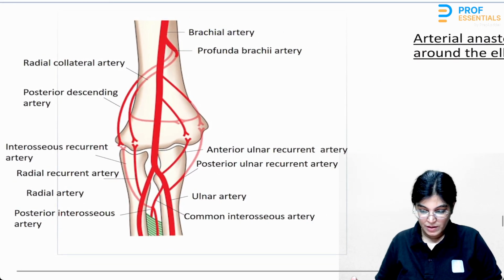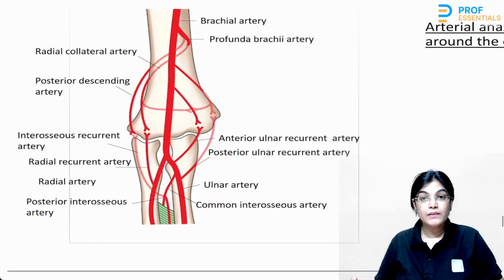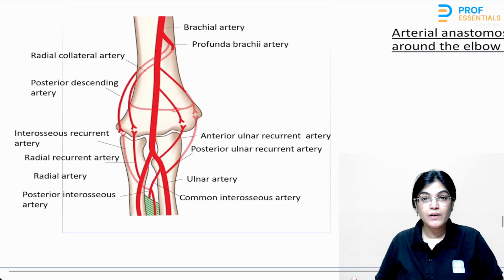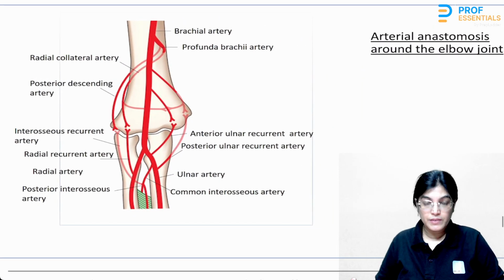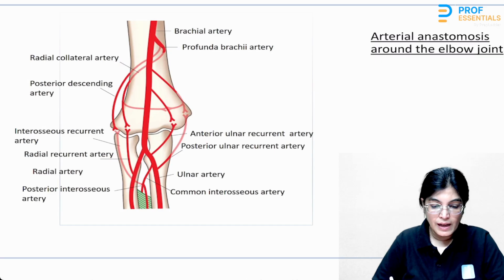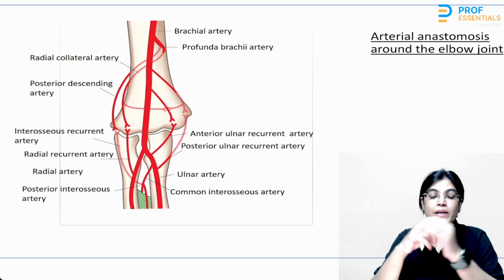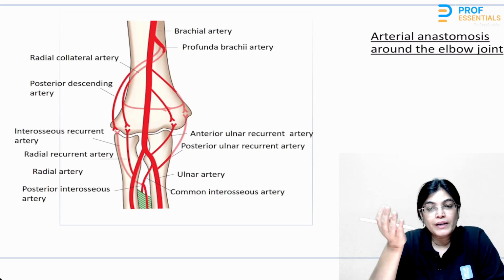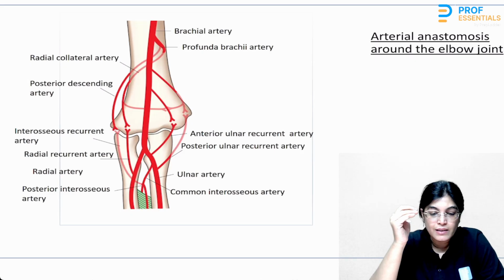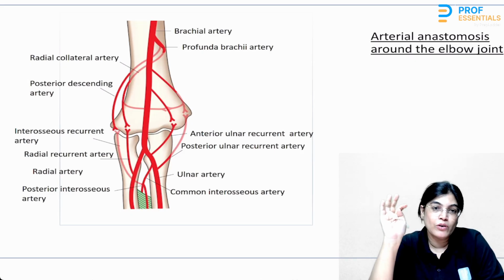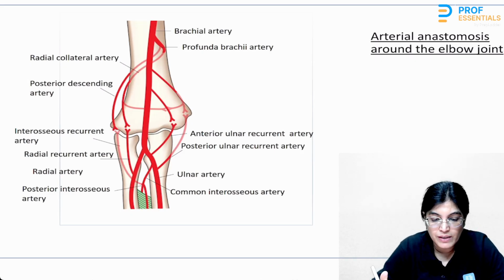Slightly, I want to enlarge it. Okay, now we will have the anastomosis in front of the medial epicondyle, behind the medial epicondyle, in front of the lateral and behind the lateral epicondyle. Like this we can understand, and also above the olecranon process. So basically, firstly I will make you understand.